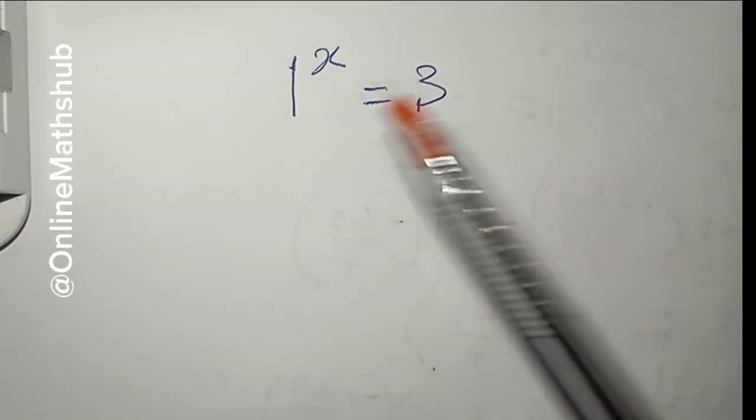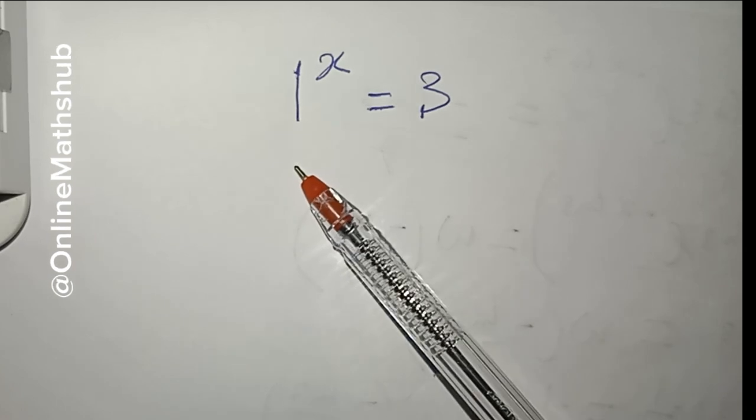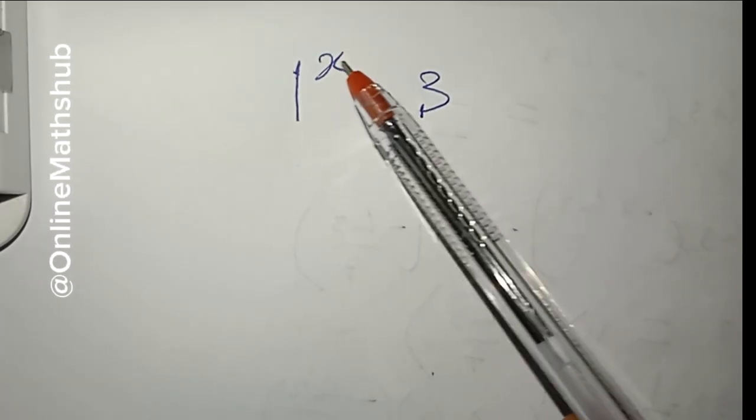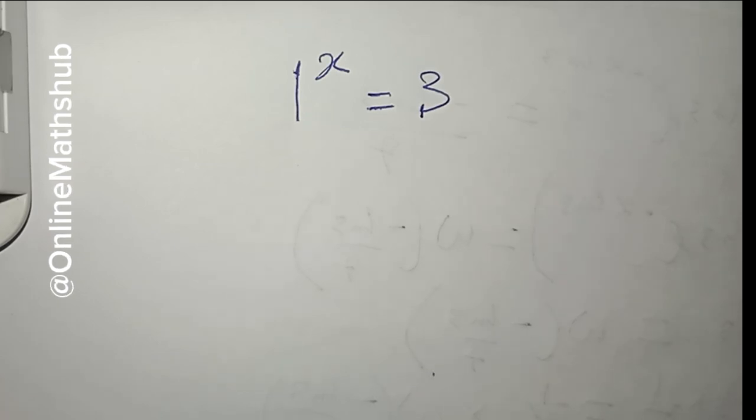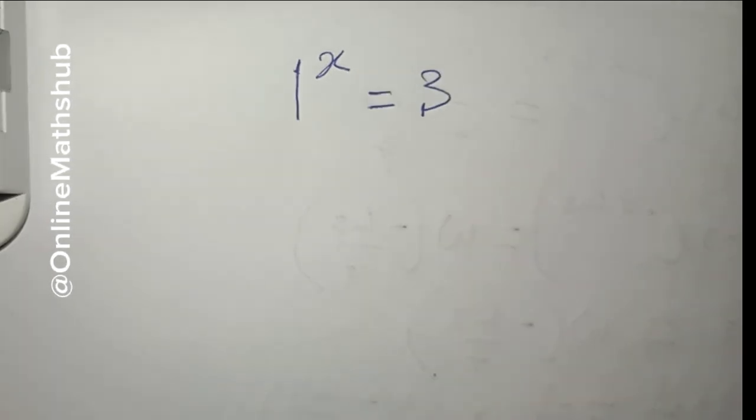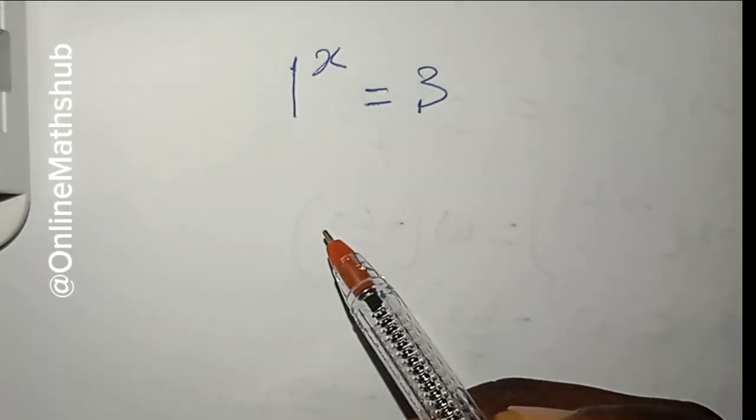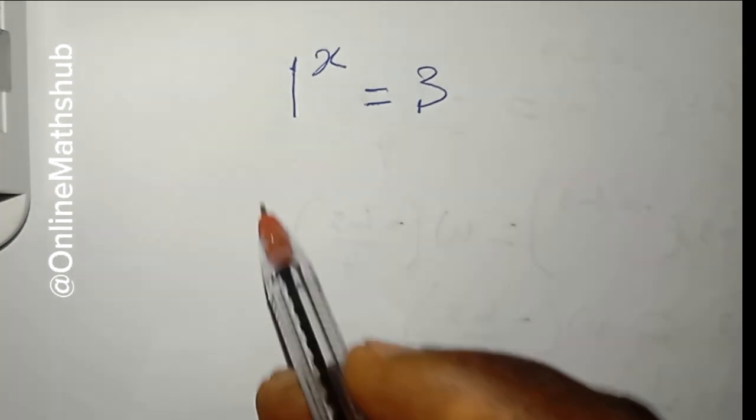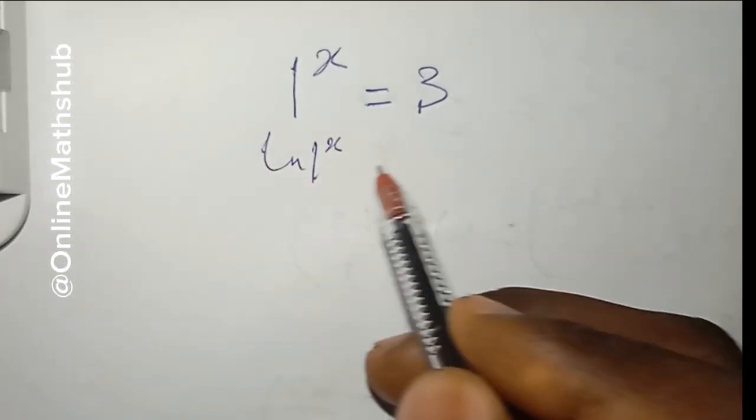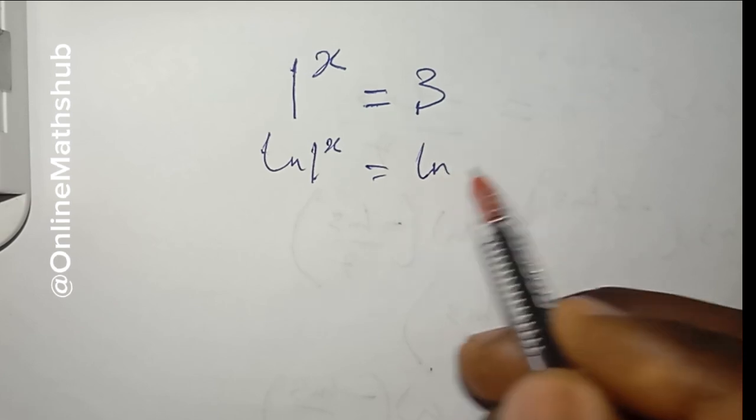Whenever you have this kind of equation, most times when you have the variable at the exponent, one of the most natural things to do is to take the natural log of both sides so that the exponent can come down, and then you can continue simplifying from there. That is the first step I will take. So if I do that, I'm going to have the natural log of 1 power x is equal to the natural log of 3.